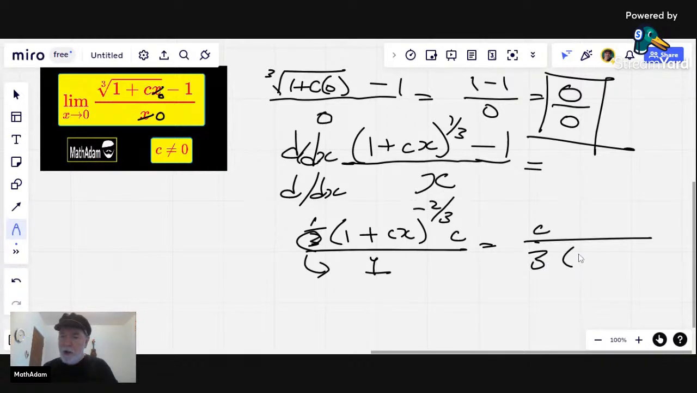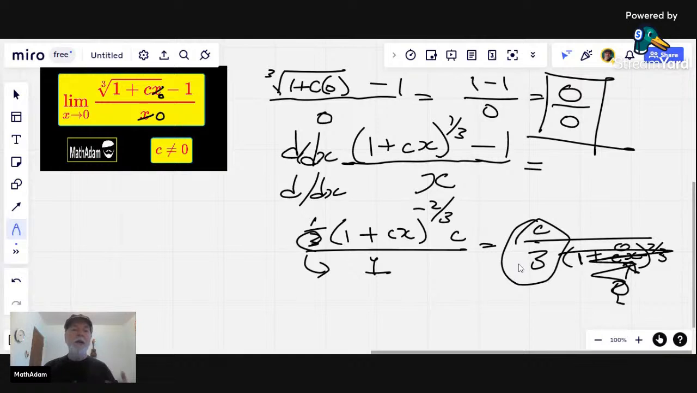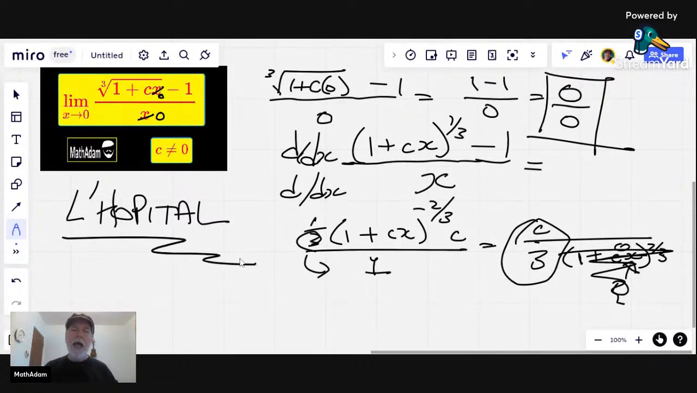3 times 1 plus cx to the 2/3. And now we'll plug in the 0. That means this becomes 0, so this becomes 1 to the 2/3, which is just 1. We cross that whole thing out, and we end up with c over 3. So that is your derivative with what you call L'Hopital's rule. A la L'Hopital.